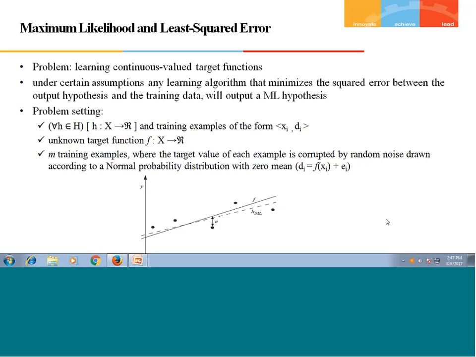For example, now somebody comes and gives you some algorithm and says this algorithm is giving me some hypothesis. Can you do some analysis on it and say that because this algorithm is always giving me H MAP, we can use it very confidently? Because we know that H MAP is that hypothesis which gives us the maximum probability when we see the data.